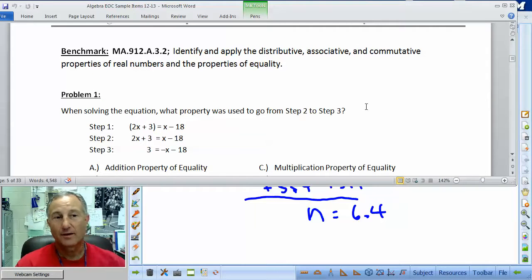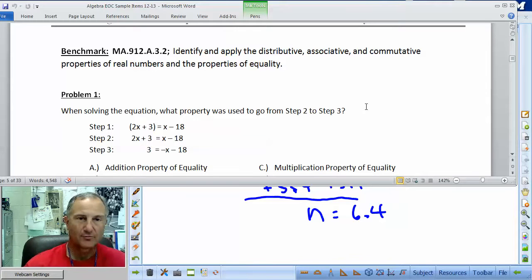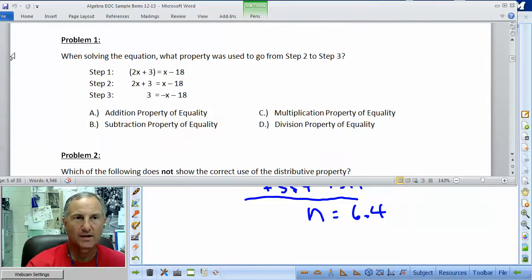We've done some of that already here with what we've been doing. Here they just want to highlight it in this first problem. When you look at it here, going from step 1, when solving this, what property did you use to go from step 2 to 3? Well, here to here all we did was drop the parentheses, no biggie there.